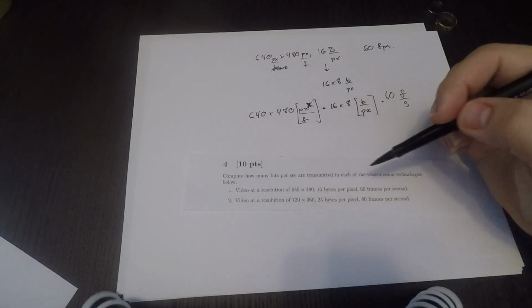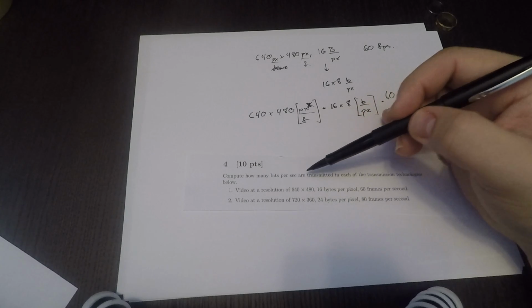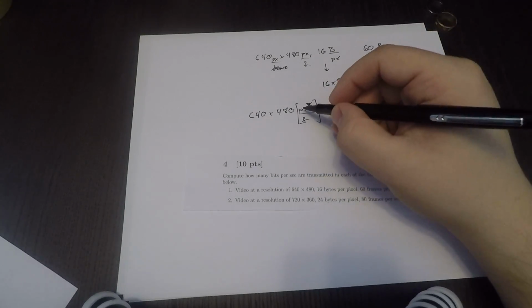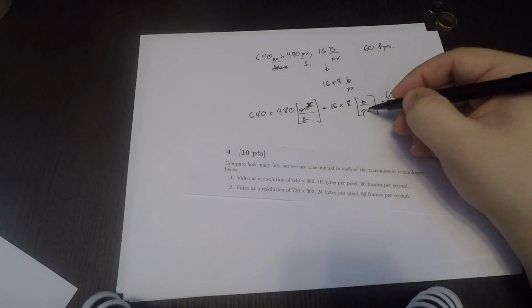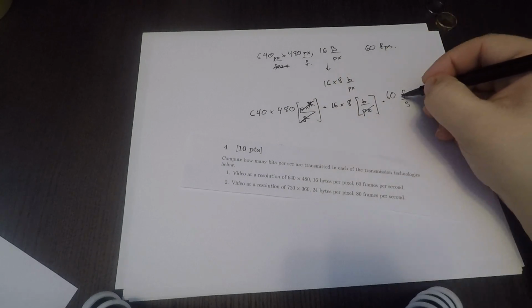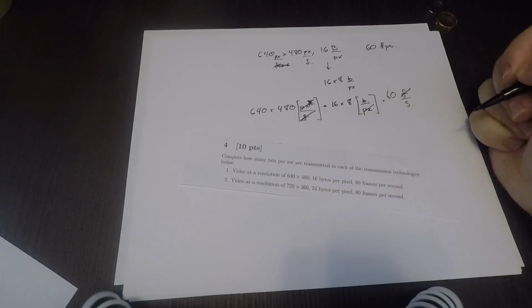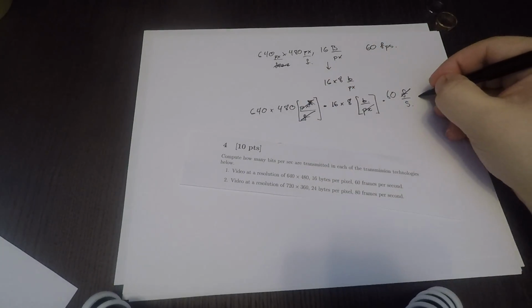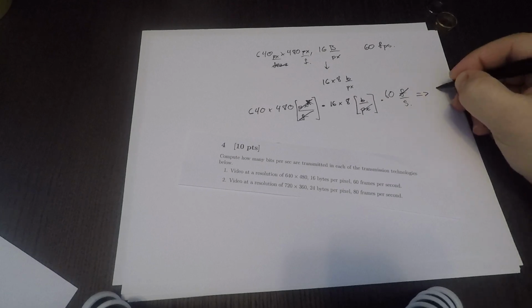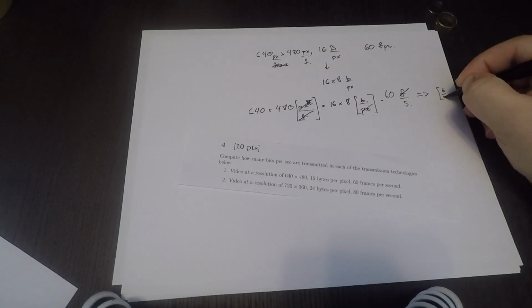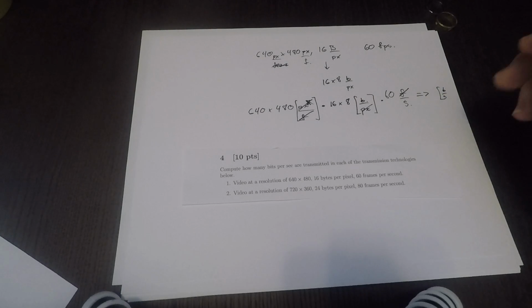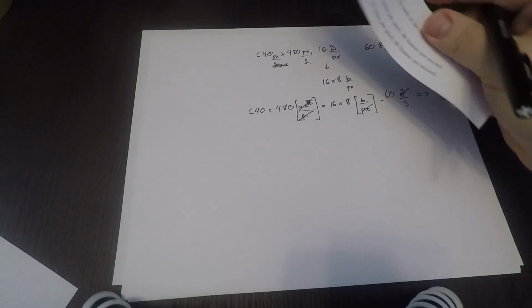What are we asked for? Bits per second. Okay, so let's see. We have pixels per pixel here, frames per frame there, and we're left with a bit per second, so I just multiply all the way through, and I'm left with something in the units of bits per second. Okay, the same is for part 2, so there's no point to do that.